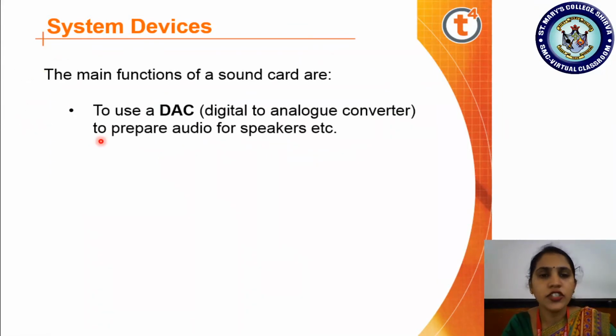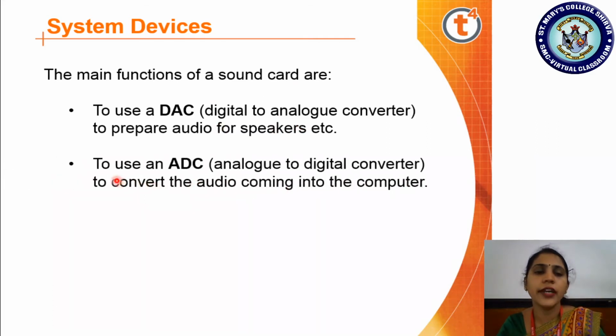So what are the major functionalities of a sound card? It uses the digital to analog converter to prepare audio for speakers. Whenever the data has to be produced from the computer, it has to follow this type of conversion, digital to analog converter, and it uses an ADC, that is analog to digital converter, to convert the audio coming into the computer.